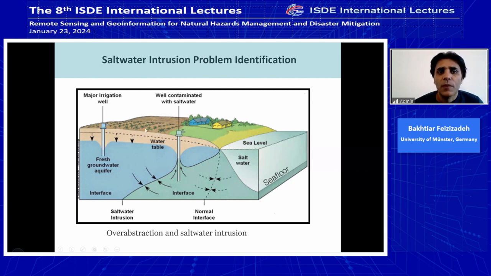When we discharge the aquifers because of, for example, intensive cropping, intensive irrigation and farming systems, we allow the salty water to move and it impacts the quality of fresh water as well. So this was something that we could observe in this area effectively.